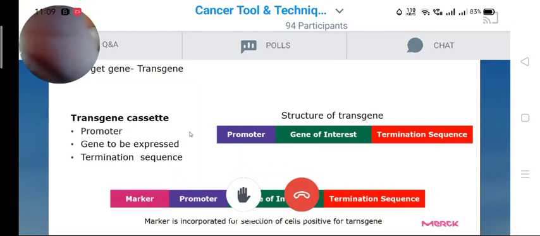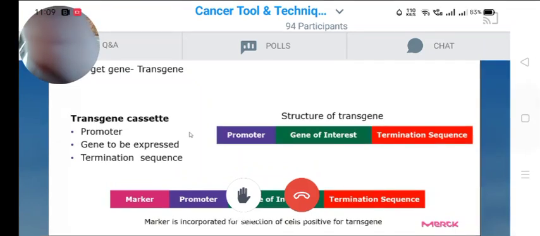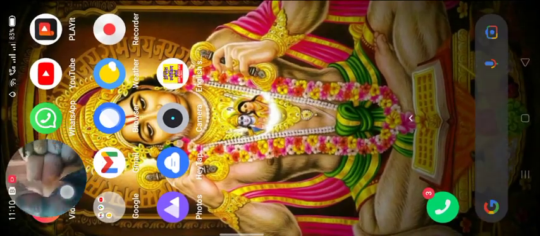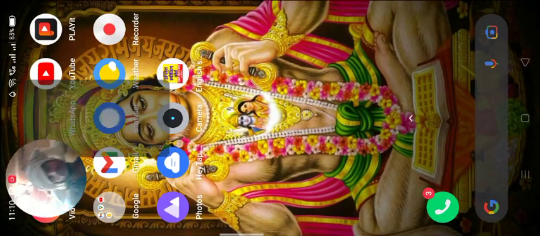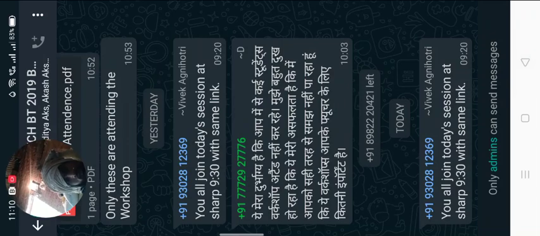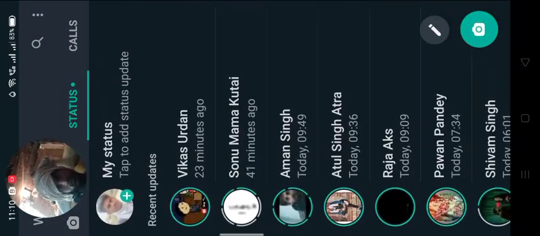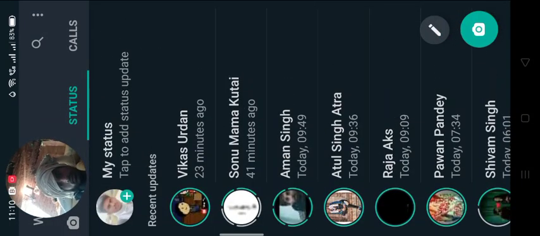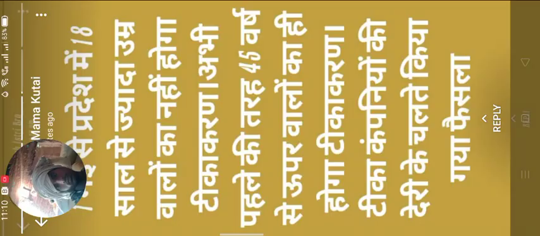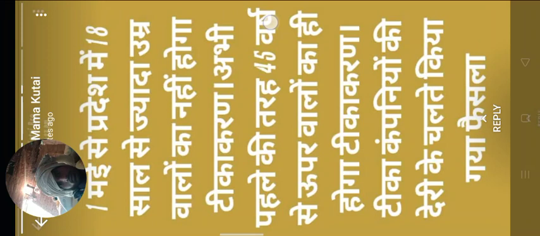Right? So let's understand the methods of transgene transfer. How are these transgenes transferred? So first method is DNA microinjection. I will explain this. Second is embryonic stem cell mediated gene transfer. I will also go to this. And then finally is retroviral mediated gene transfer. So I am going to explain all these methods one by one. They are very interesting, right?